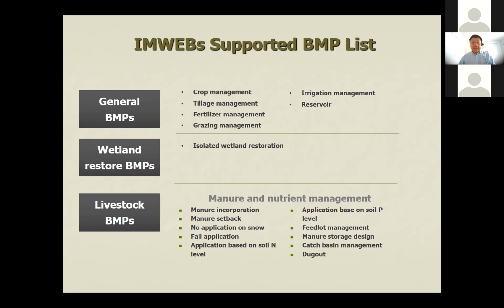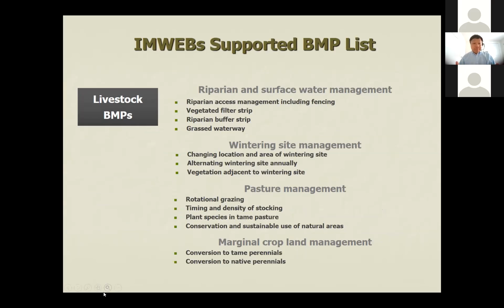For example, you're probably familiar with the manure menu, and we made it very detailed. We have manure incorporation, setback. This is actually the Alberta situation, Alberta BMPs. We worked on this project for about 5 years. In these recent 5 years, you are able to represent riparian buffers, vegetative filter strips, grass waterways, wintering sites, pasture management, rotational grazing, and also marginal land management. So we can say we probably covered most of the key BMPs in Alberta or even in Canada, but we are willing to add more BMPs into it as well.